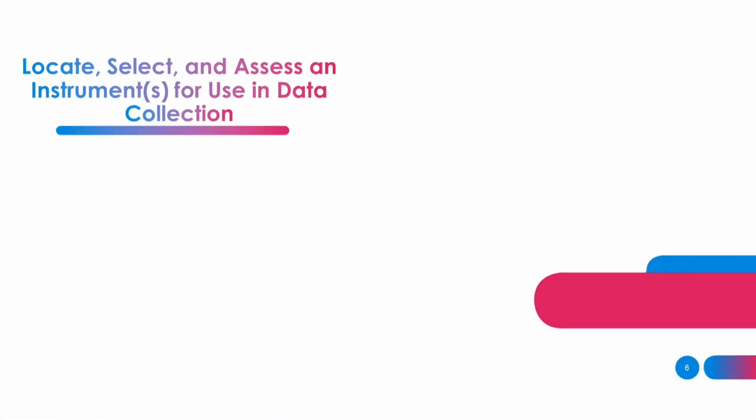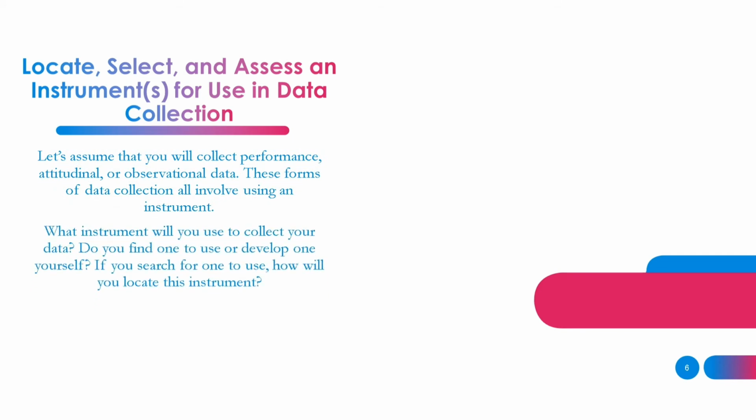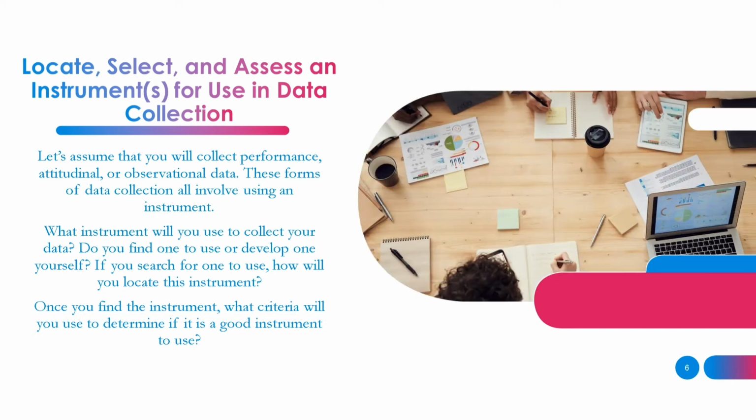The next step is locate, select, and assess an instrument for use in data collection. Let's assume that you will collect performance, attitudinal, or observational data. These forms of data collection all involve using an instrument. What instrument will you use to collect your data? Do you find one to use or develop one yourself? If you select for one to use, how will you look at this instrument? When you find the instrument, what criteria will you use to determine if it's a good instrument to use?